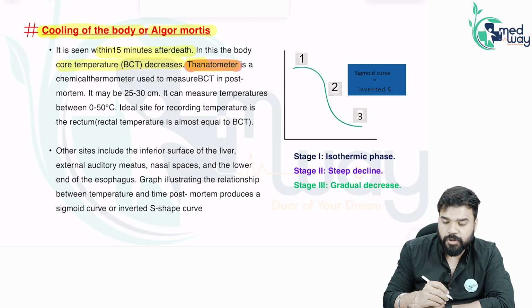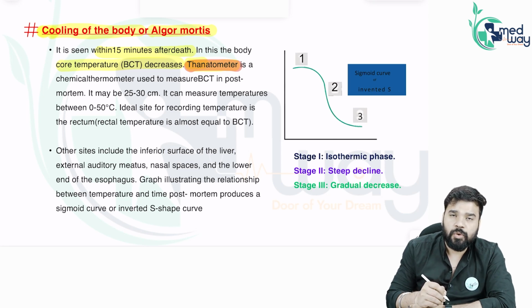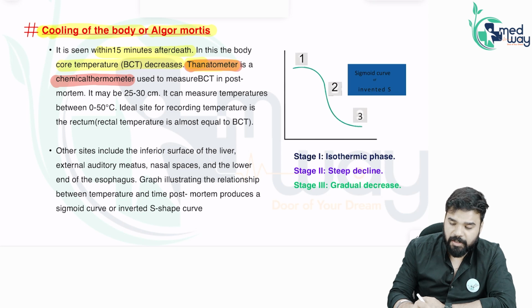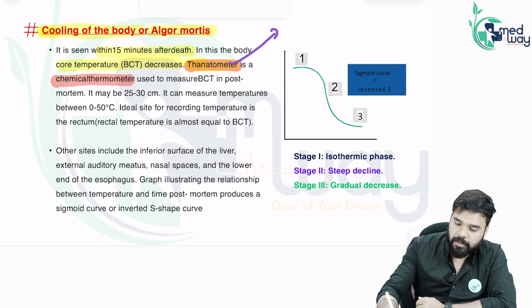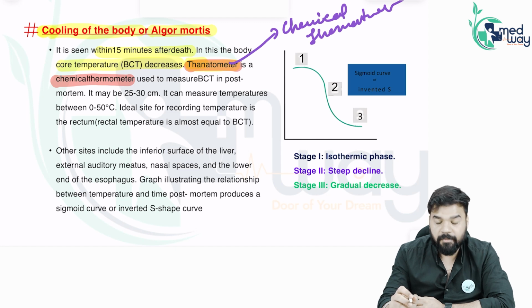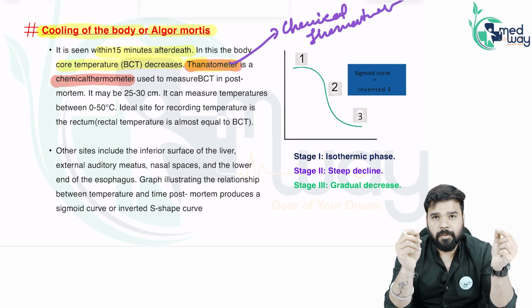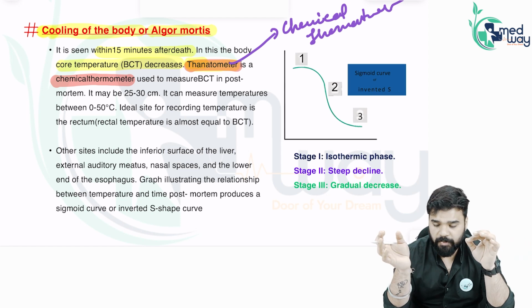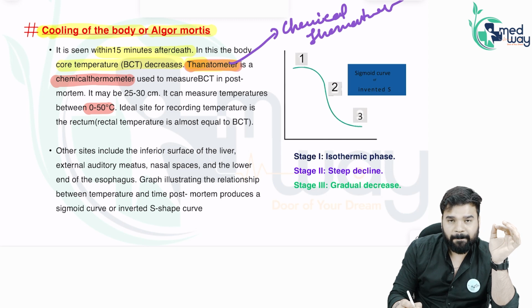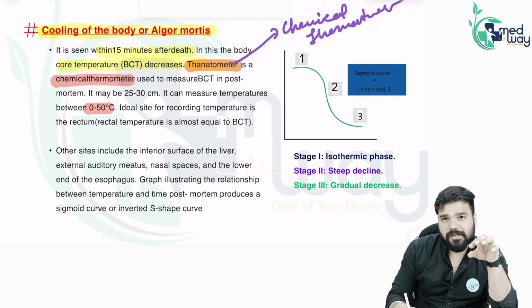Thanatometer is used to measure temperature. Okay, it is a chemical thermometer. The size of the thermometer can vary from 25 to 30 centimeter, and it can measure temperature between 0 to 50 degrees Celsius. Okay, now what is the ideal site you use to measure the temperature?